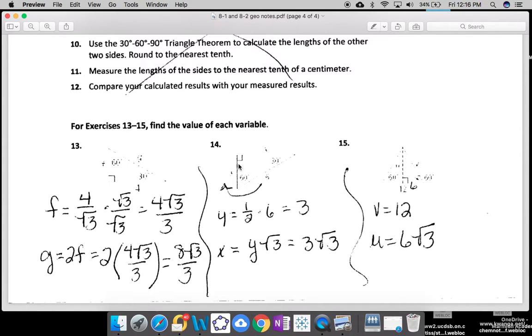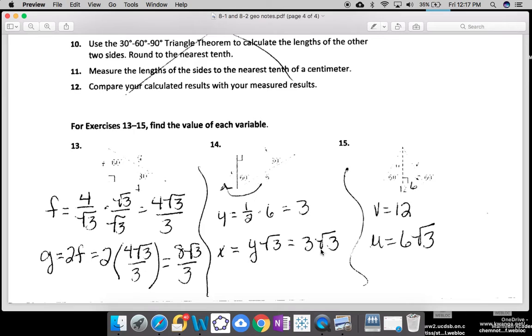Number 14, my right angle is at the top left. The long side is at the top with a variable x. The left side is the short side with the variable y. Here's the hypotenuse, and it has a length of 6. The hypotenuse is twice the length of the short side, so I divide it by 2, and my short side is 3. My long side, x, is just the short side times the square root of 3, or 3 square root of 3.